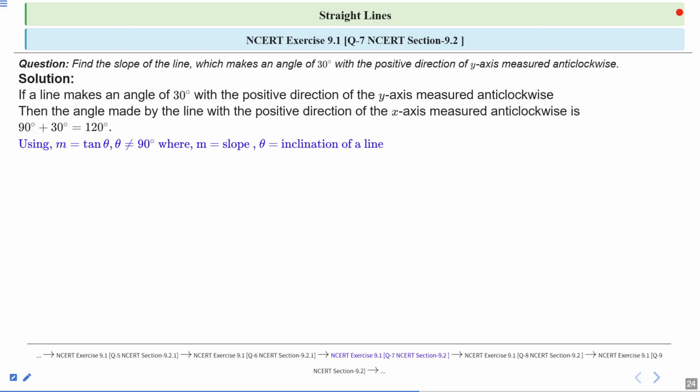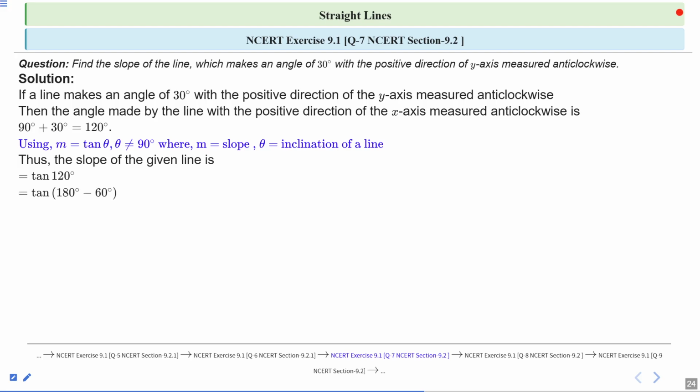Okay, so using here m equal to tan theta, where theta is not equal to 90 degree, and where m is slope and theta is inclination of a line. We have found the inclination of the line, theta, is basically 120 degree. So thus the slope of the given line is what? So the slope of the given line is basically equal to tan 120 degree. So now you can find out the value of tan 120 degree easily.